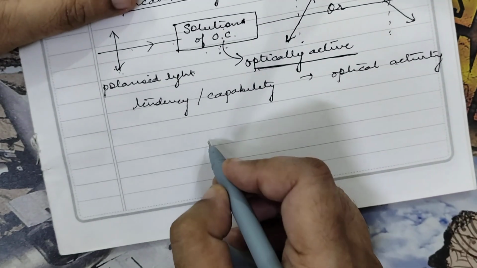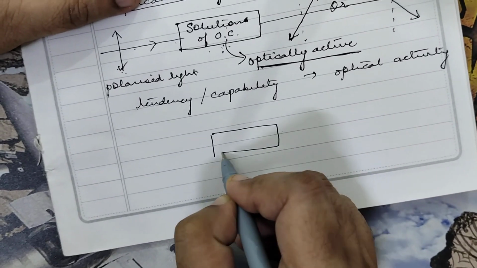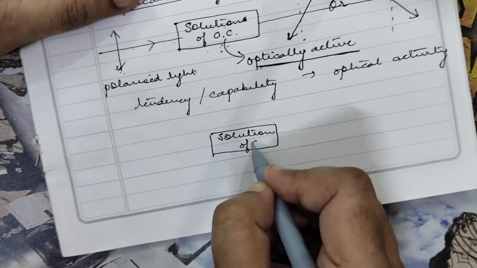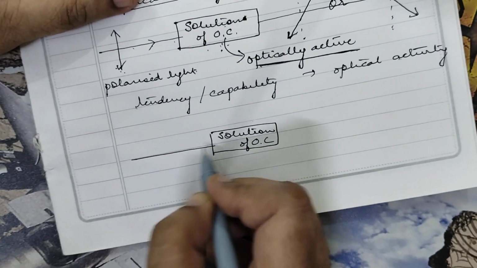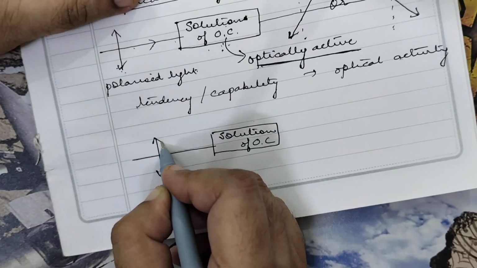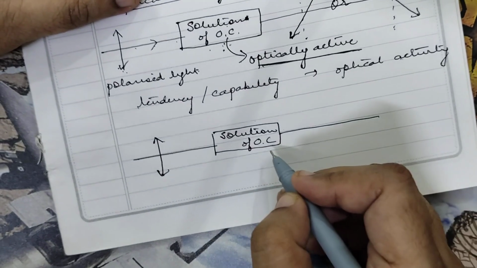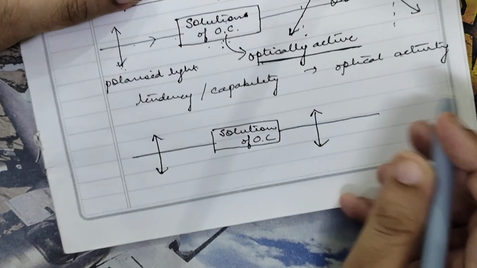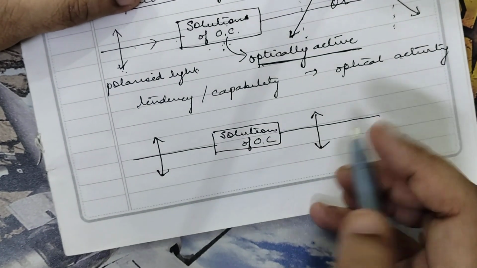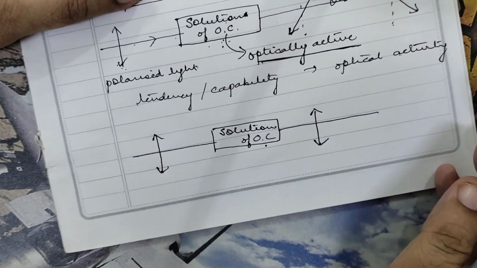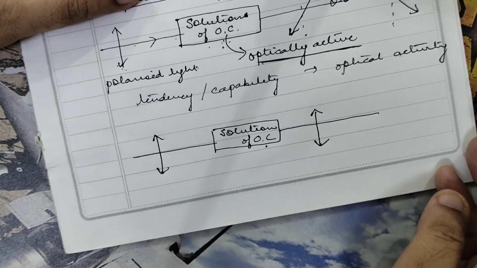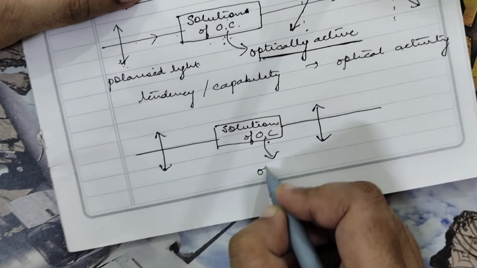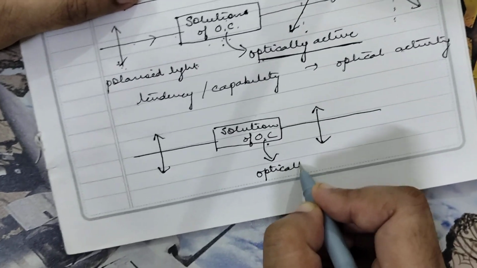On the other hand, there are certain organic compounds where, if we take the plane polarized light, even after passing through their solution, the direction of the plane is not changed. That is, this organic compound is unable to rotate the plane of the plane polarized light. So this organic compound is called optically inactive.